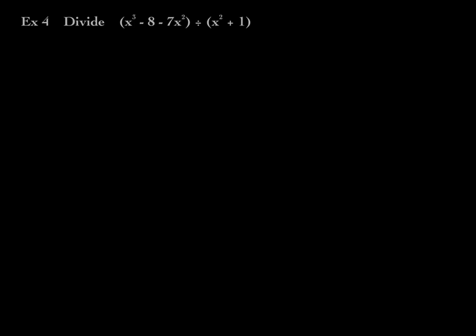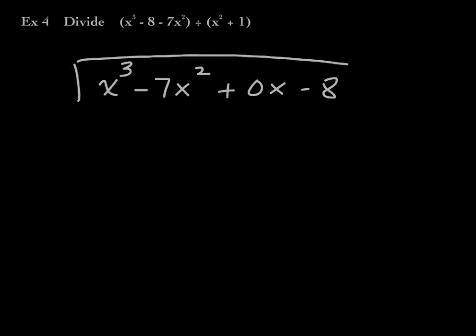All right, so here we go. So x cubed and then minus 7x squared should be written next, plus 0x, since it's missing the first degree term, and then minus 8. And all of this is being divided by x squared plus 1.